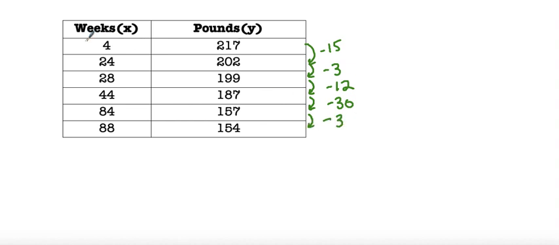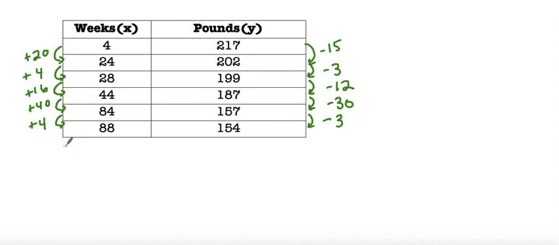And now let's look at our weeks. From 4 weeks to 24 weeks, there's an increase of 20. From 24 to 28, there's an increase of 4. From 28 to 44, there's an increase of 16. From 44 to 84, there's an increase of 40. From 84 to 88, there's an increase of 4. So our numbers look completely different, some of them.